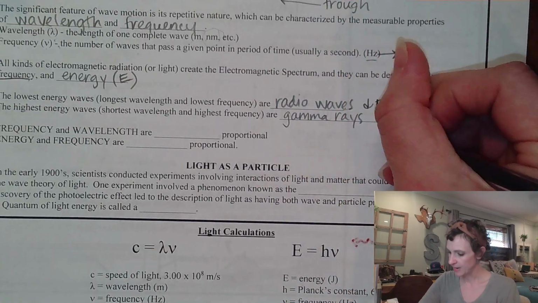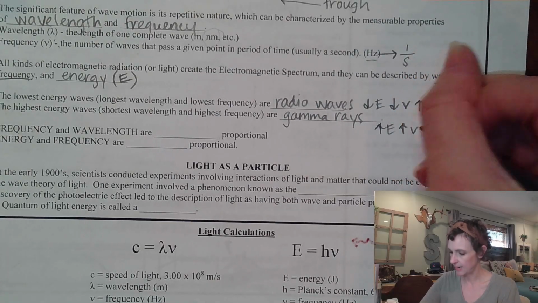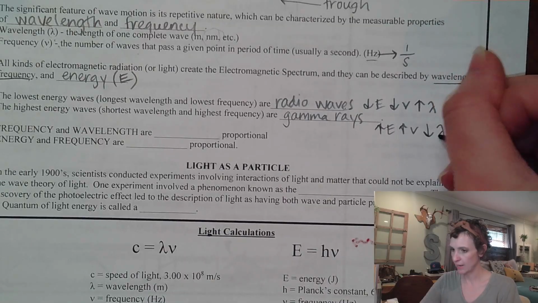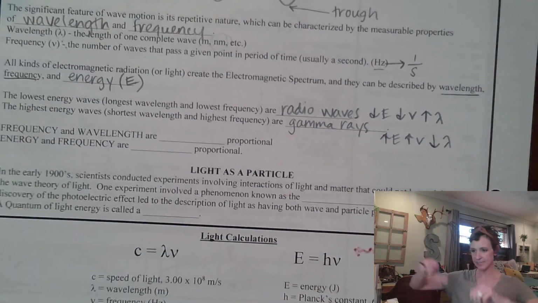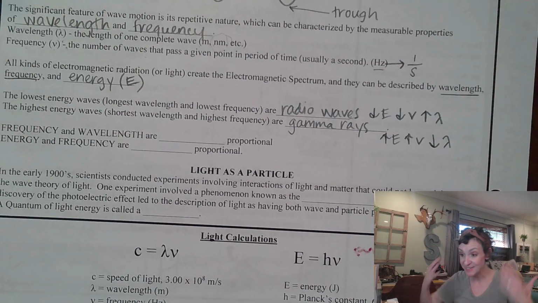And they are going to be high energy, and high frequency and short wavelength. So now you're noticing some of these arrows are going up and down together at the same time, and some are doing the opposites. This is where we get into the relationship between all of these properties.